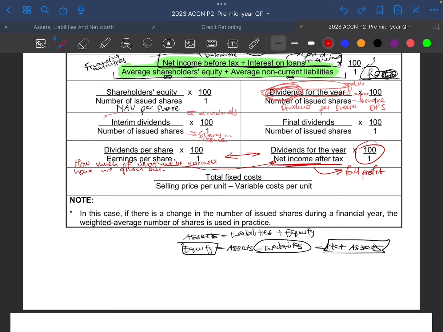Now, total fixed costs over the selling price per unit minus variable costs per unit. This one is your break-even point. Your break-even point is also quite simple, as long as you remember the formula. The break-even point is where you make no profit, no loss.